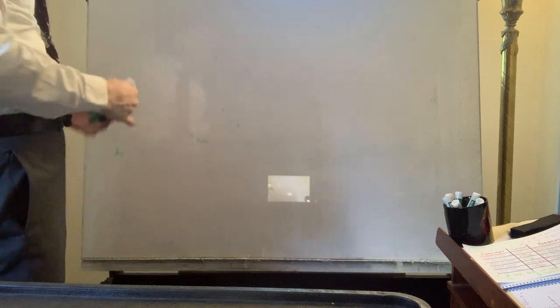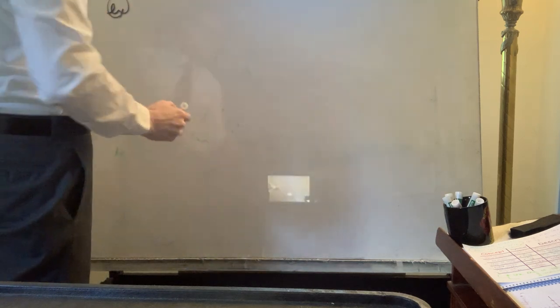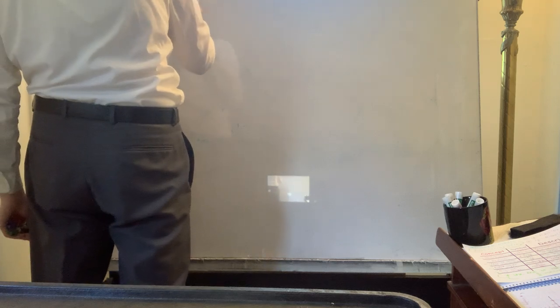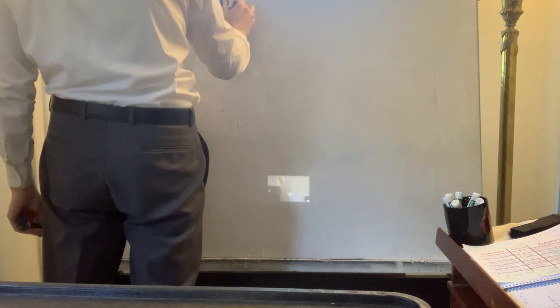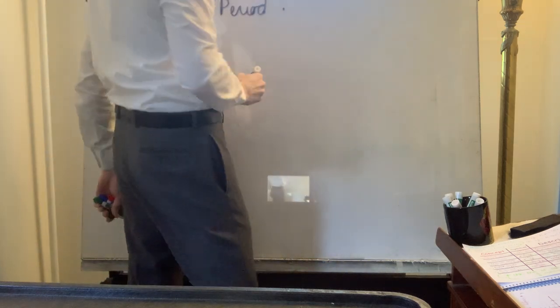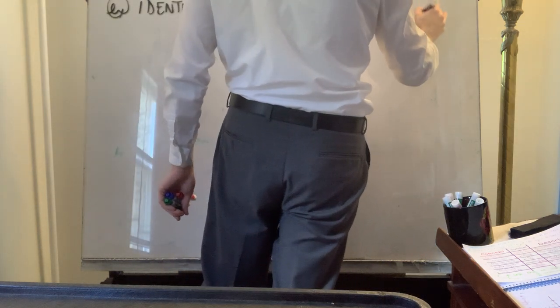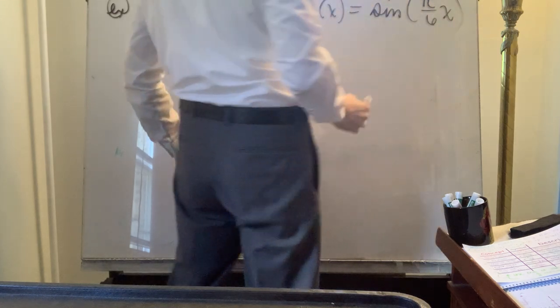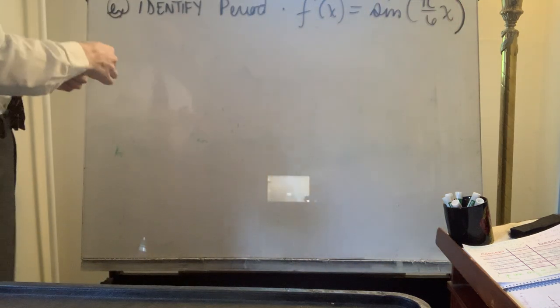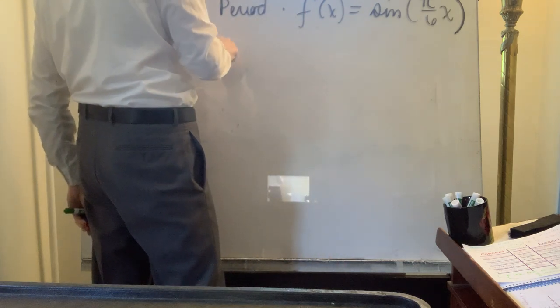Okay. All right. Given the information, let's do some examples. If you had to identify the period of this function, the sine of pi over 6 times x, you might compare it to the transformation model from earlier, and you'll see what is there and what is missing.